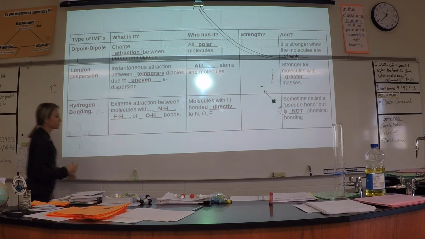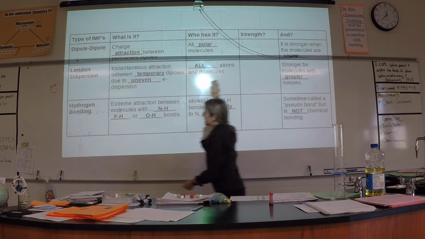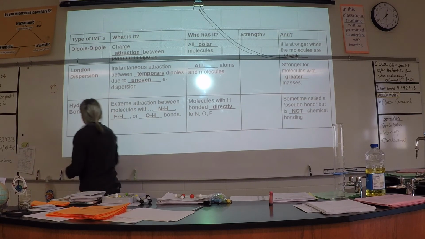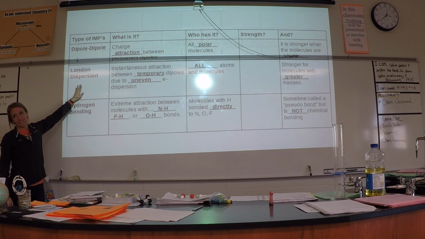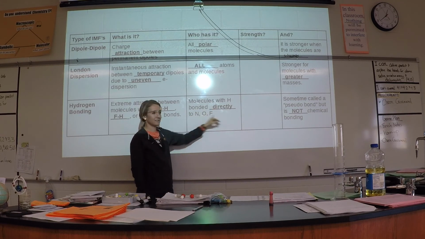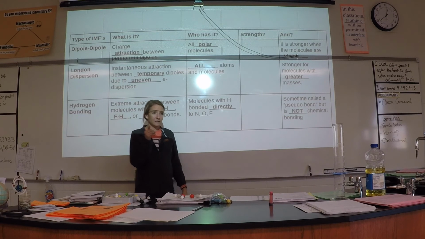Okay, now as we look at these three forces, what you're going to do on one of your homework assignments is identify the forces that are present. So the column that will help you here is this one. In order for something to have a dipole force, it has to be polar. So if you still don't know how to tell if something is polar or not from our last unit, we need to learn that skill. Everything has London forces, so that's an easy one, because everything that's covalent has it. Hydrogen bonding requires hydrogen with N, O or F, and it has to be directly bonded to it. Okay?